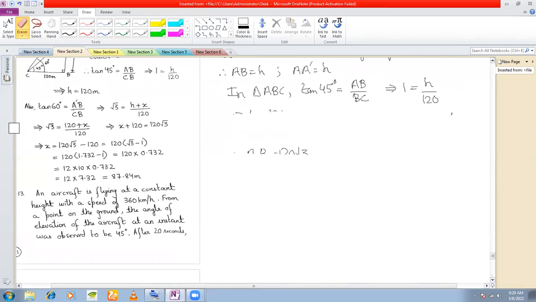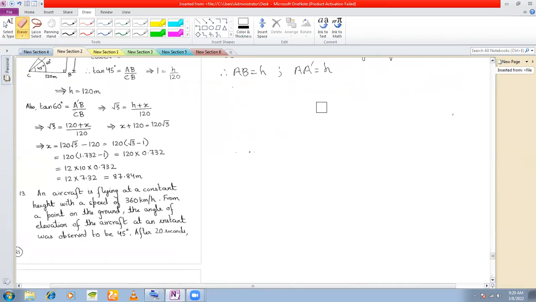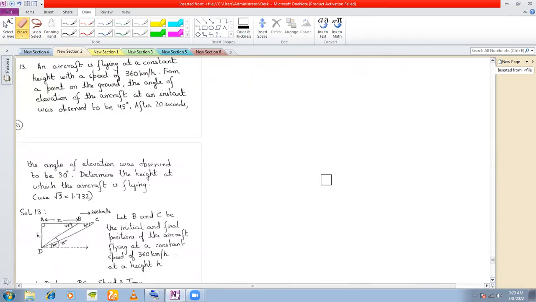Let's see the last problem. And there's a little bit to understand here in the last problem. The question is, an aircraft is flying at a constant height with a speed of 360 km per hour. Let's say this is your aircraft, and let's say it is flying in this direction.